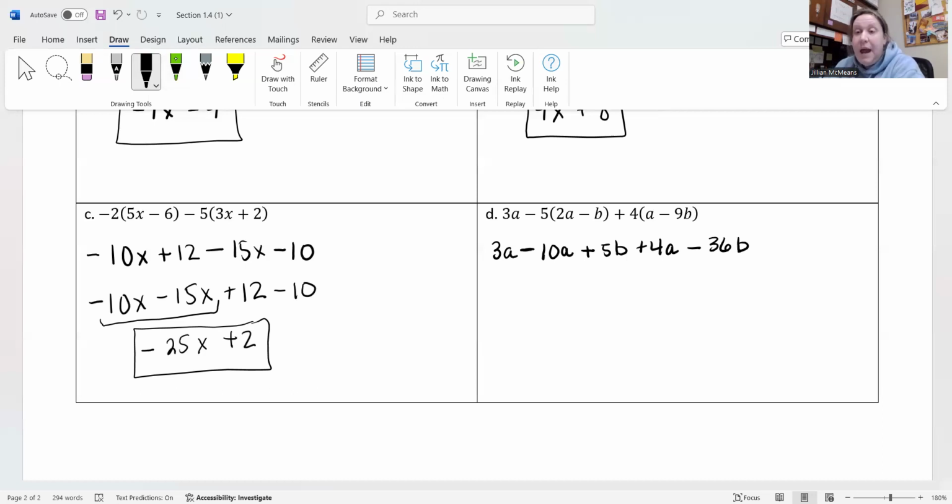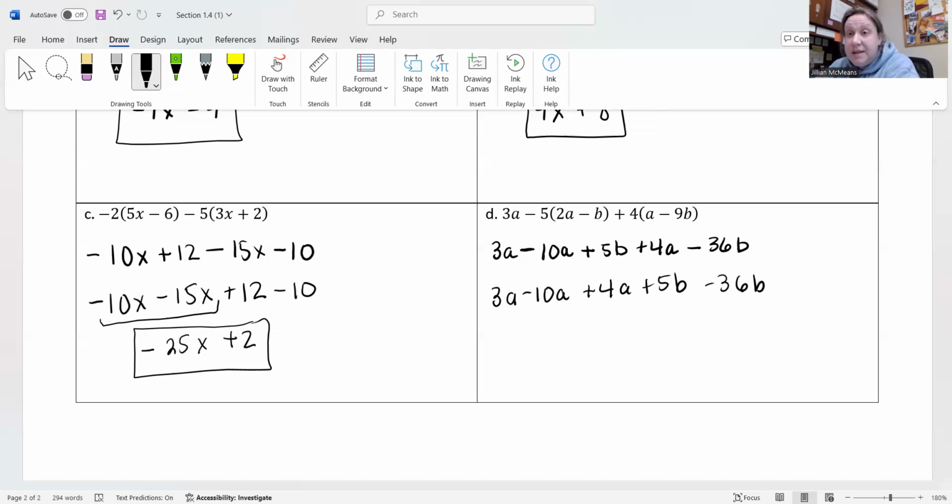Okay, and now I want to group like terms. So I have 3 different types of terms that could potentially show up. I could have A terms, B terms, constant terms. In this particular instance, we only have A terms and B terms. We don't have to worry about a constant. So let's get all of the A terms together and all of the B terms together. So I have 3A minus 10A plus 4A plus 5B minus 36B.